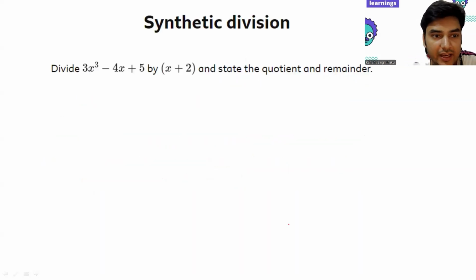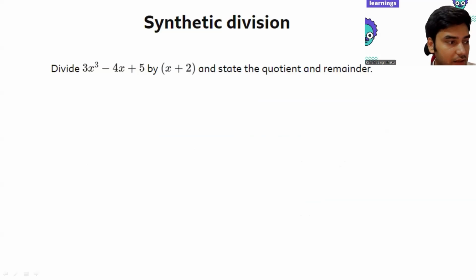Okay, now let's go ahead with synthetic division, right? Now, synthetic division is also same as your long division, but what happens here is that we are doing it in a much more shorter way. Okay, so this thing we are doing it in a much more shorter way, right? So how I have to do synthetic division?